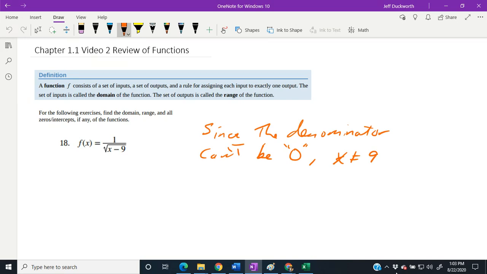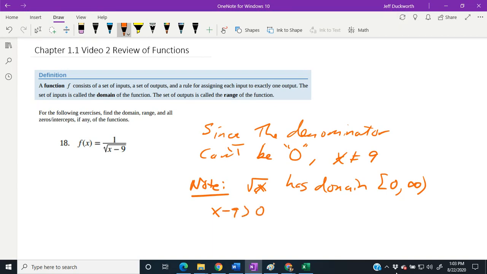The other possible problem is we also can't have a square root be negative. So note, the square root of x has domain of 0 through infinity. So we can't put a negative value in the square root. So that means that x minus 9 has to be greater than 0, which means x has to be greater than 9. And this is actually going to be our domain. We know that x can't equal 9 for the above reason, but our domain is x is greater than 9.